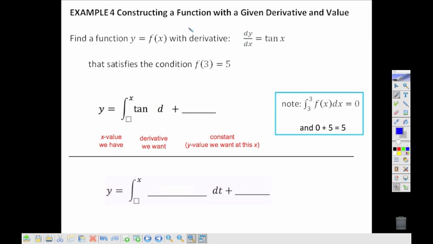In this next example, we're asked to construct a function, f of x, that has a certain derivative. Now we might think we could just take the antiderivative of tangent of x to find this, but we don't know the antiderivative of tangent of x. We also want it to satisfy the condition f of 3 is equal to 5. So we were given an x value, we want y to be equal to 5.